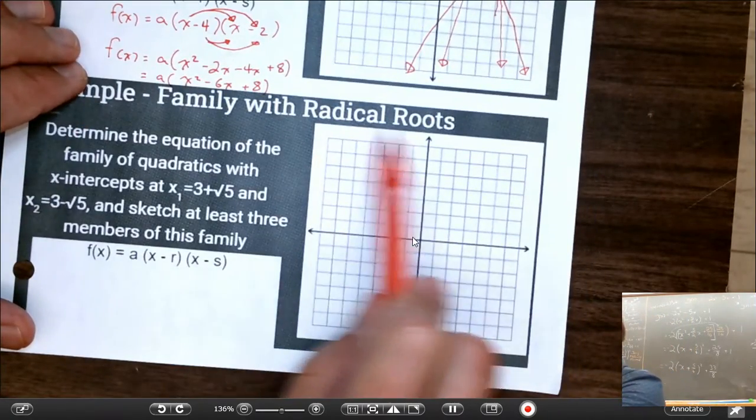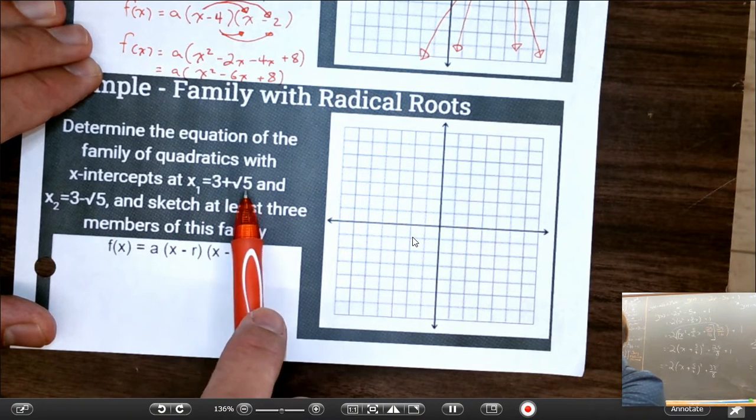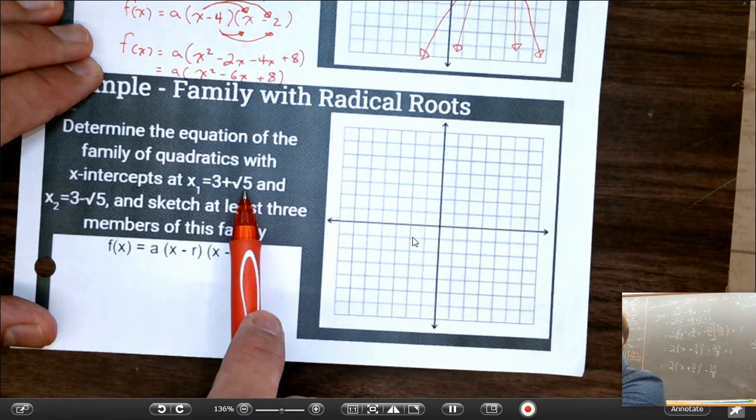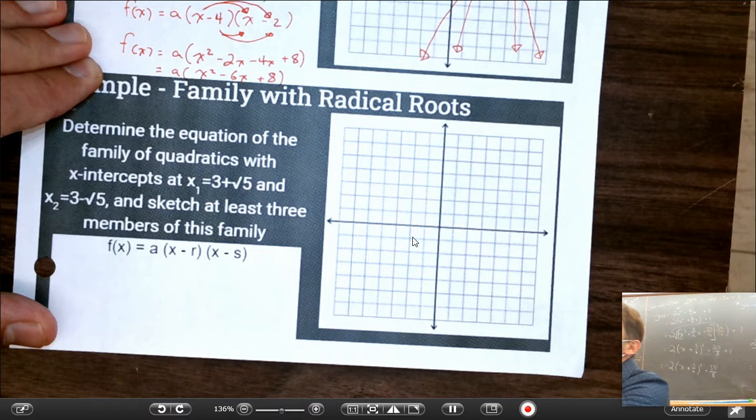Now let's take a look at one with radical roots, and this is going to be a nice review of our radicals. We have a root at 3 plus root 5. So root 5, about what is that? It's bigger than what integer? It's smaller than one integer and bigger than another integer. What integers is it between? Root 5. Is it smaller than 3 or bigger than 3? Root 5. Smaller than 3, yes, and bigger than 2.